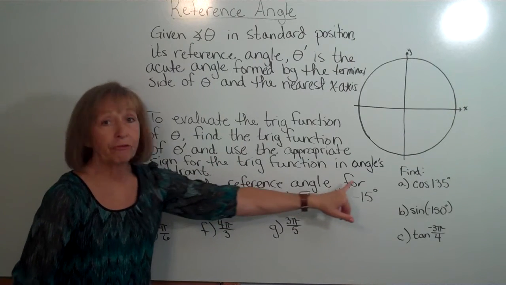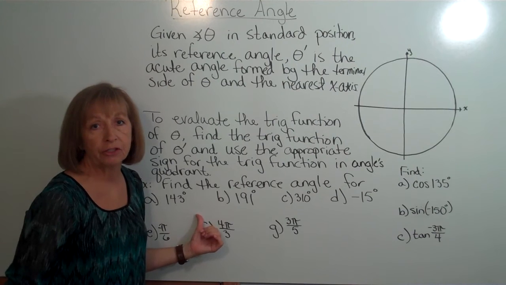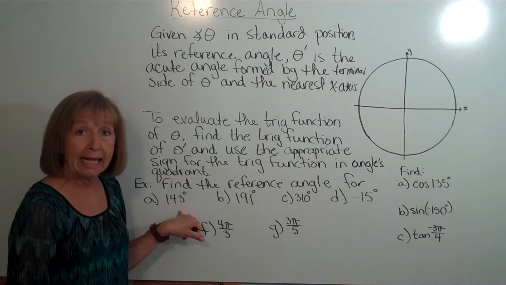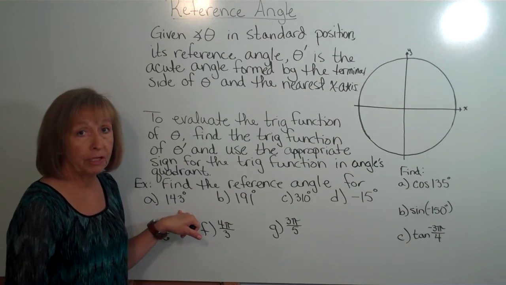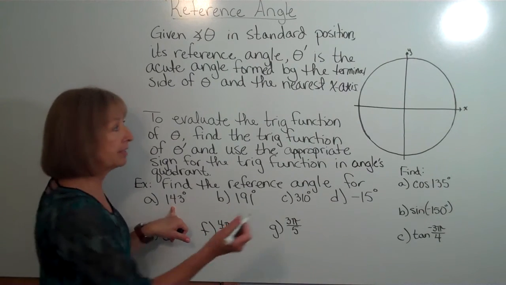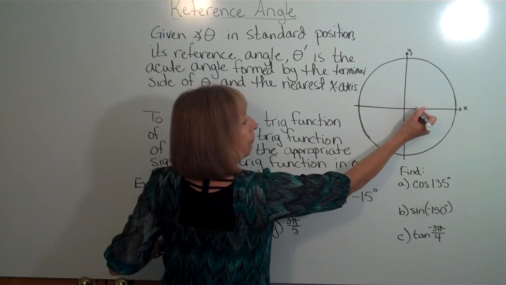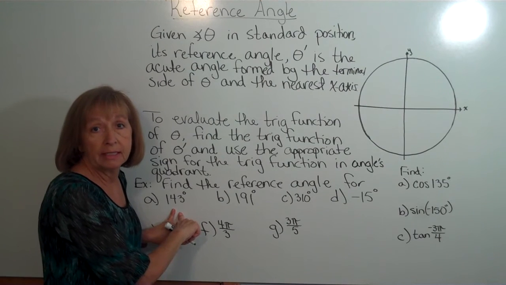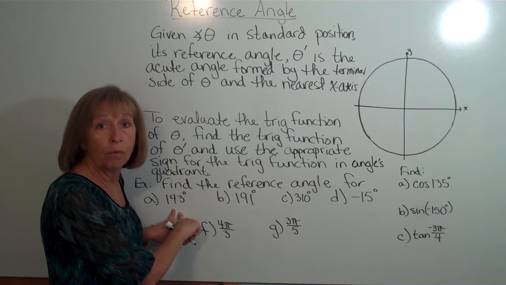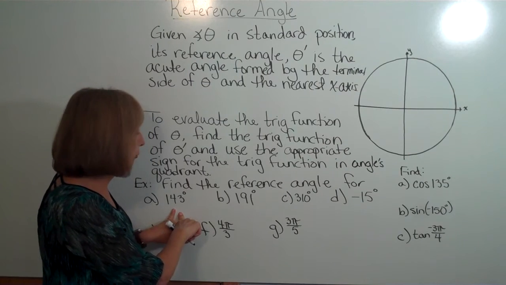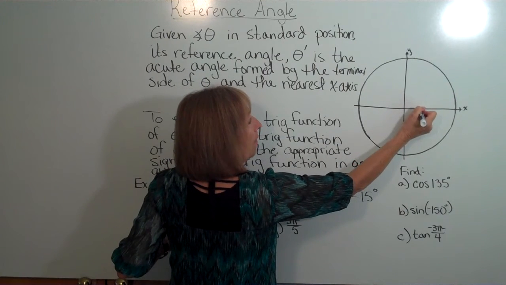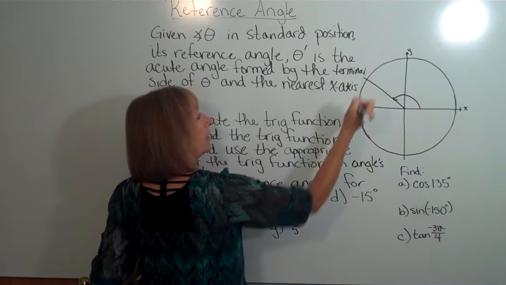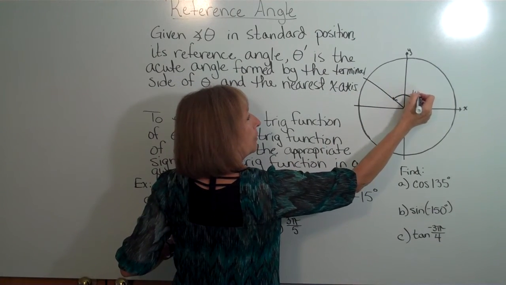So first, find the reference angle for each. Notice, this isn't a trig function acting on an angle, it's just an angle itself. Now for part A, if I have an angle that's 143 degrees, it's positive. So from the positive x-axis, we're going up and around. 143 degrees is somewhere between 90 degrees and 180 degrees. So 143 degrees going up and around is going to take me into the second quadrant.